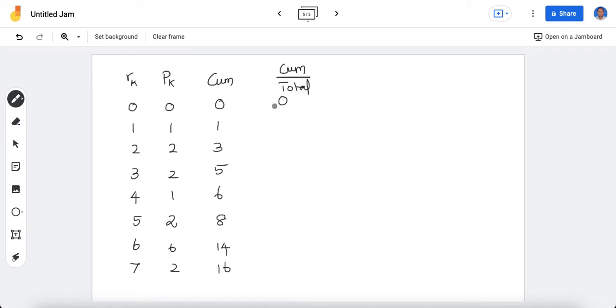So 0 divided by 16. 1 divided by 16. 3 divided by 16. 5 divided by 16. 6 divided by 16. 8 divided by 16. And 14 divided by 16. Lastly, 16 divided by 16.